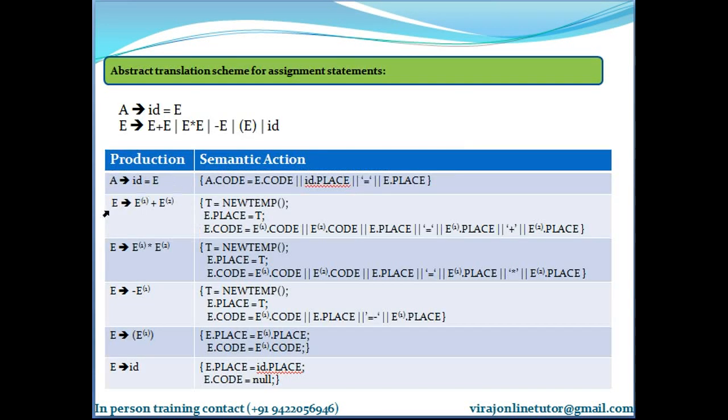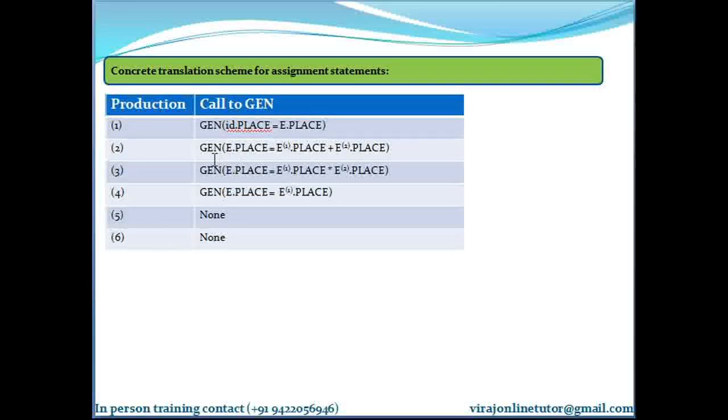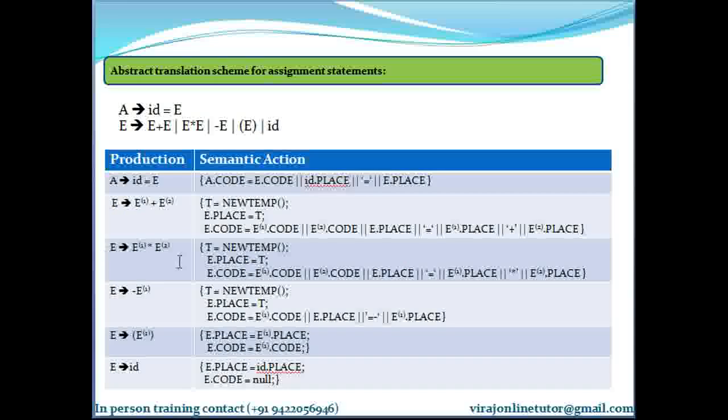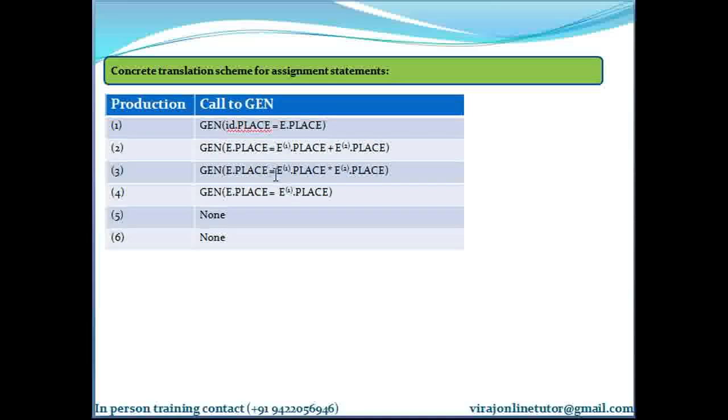Okay. What is 2? E1 plus E2 has to be assigned to E. So gen E1 dot place, you add it to E2 dot place, assign it to E dot place. In third production, I multiply E1 and E2 and assign it to E, right? So E1 dot place, you multiply with E2 dot place and save it into E dot place.